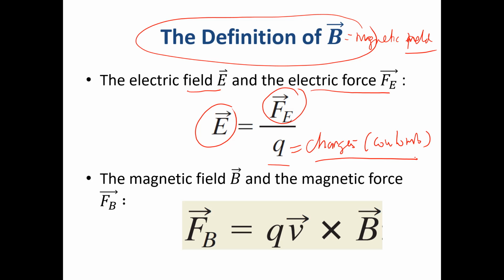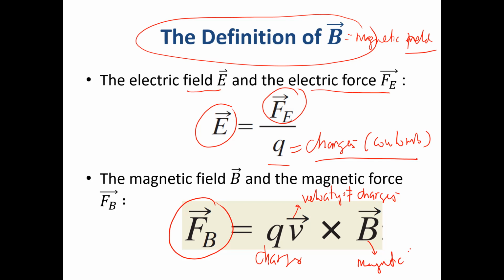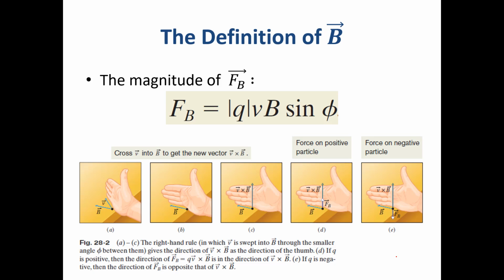And the magnetic field, or B, and the magnetic force have a relationship like this one. This is the magnetic force, or Fb. So q is the charge, and this is the velocity of the charge, and this is the magnetic field. So this is the relationship between Fb and the magnetic field. So q V cross B, we can get the magnetic force. And the magnitude of Fb is q V B sin theta.